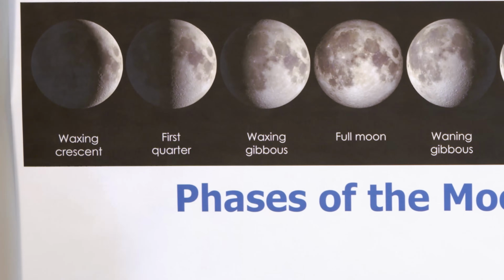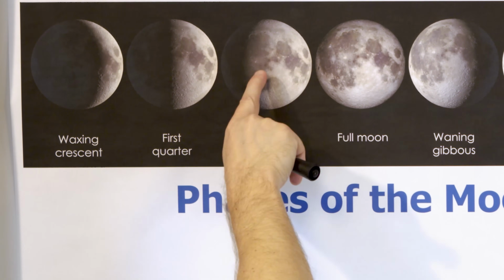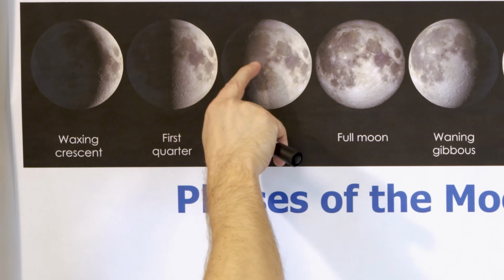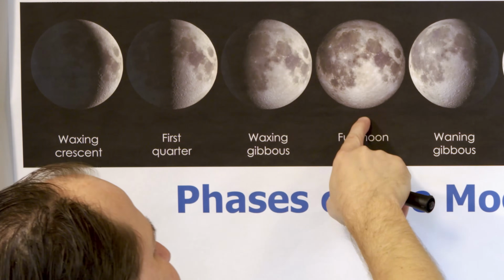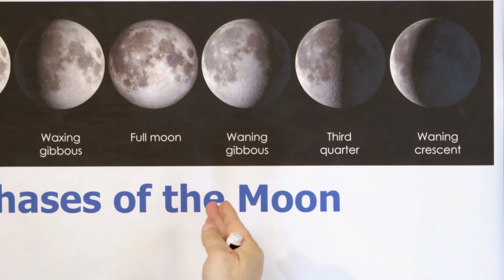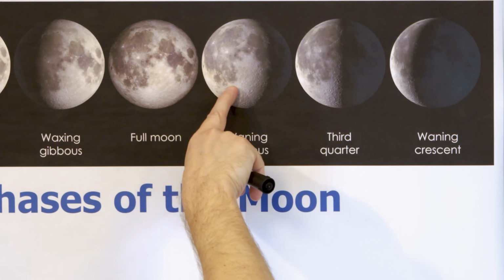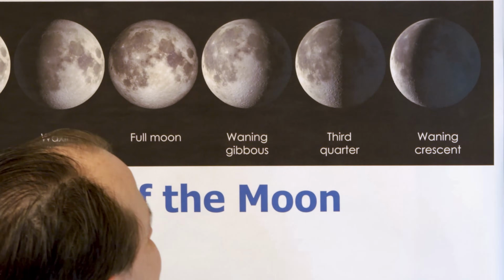Then we get to this first quarter moon here. Then we have the gibbous phase where it's mostly illuminated, again getting bigger and bigger. Waxing means getting more and more illuminated. We reach full illumination, we call it the full moon. And then we have the word waning. Waning means to get smaller. So we have waning gibbous, which means mostly illuminated, but getting smaller and smaller, to the waning crescent.